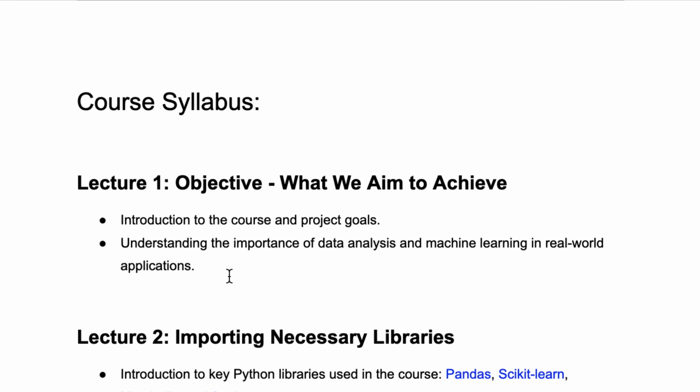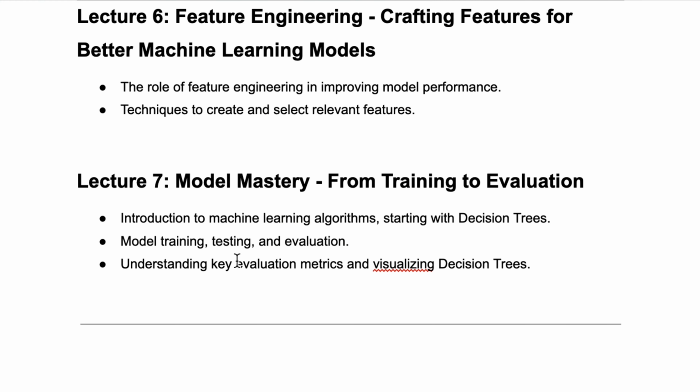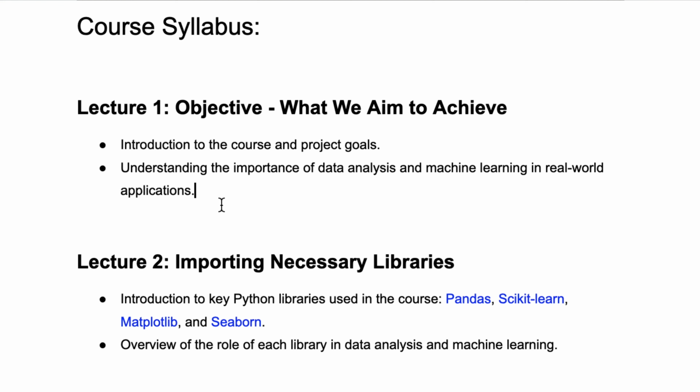So the course syllabus is divided into different lectures. Maybe 1 or 2 lectures can be covered in one day, in one ongoing session. But let's first talk about the different lectures we have split the whole project training into. This project training, especially iris flower classification, has a total of, I think, 7 lectures. So in 7 lectures your project training will be completed.